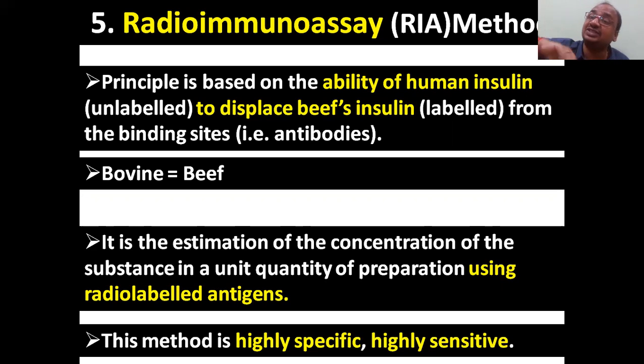How much amount is displaced? That is what you are going to calculate. Bovine is nothing but beef. That point you have to give. Sheep is different. I will show you what is a sheep, what is a beef. Okay, so the concentration of the substance is estimated using a radio labeled antigen. It is highly specific, highly sensitive. It is a valid method.